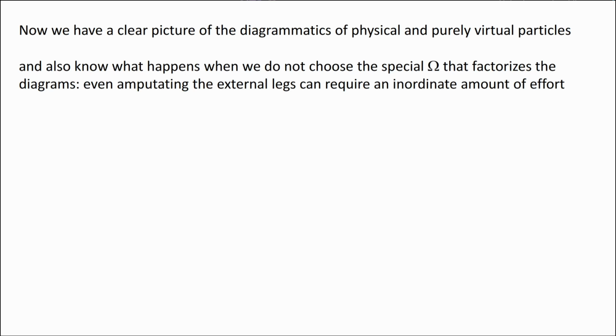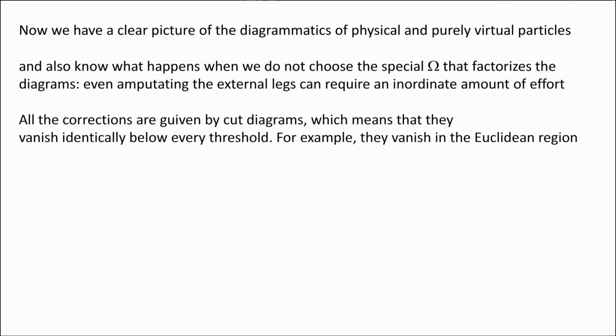To summarize, we have now a clear picture of the diagrammatics of physical and purely virtual particles. You know also what happens when we are so crazy not to use this special omega that implements the factorization, because in that case even something as simple as putting a propagator on an external leg or amputating the external leg requires redoing every calculation and a huge amount of effort. But all the corrections are given by cut diagrams, and that means that they all vanish identically below the thresholds. So they are corrections that start to be important only above the thresholds.